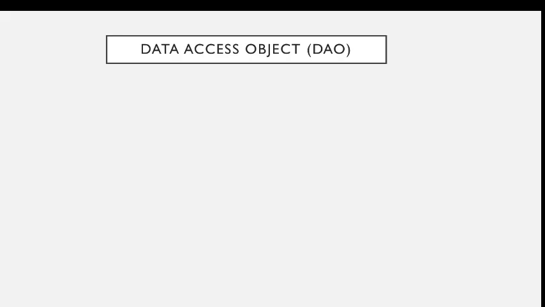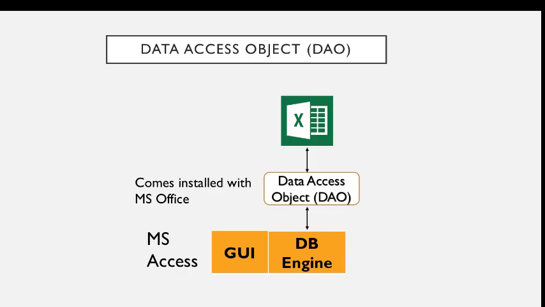To do this, we need to use a data access object. So what is this? Well, Microsoft Access comes with a graphical user interface, and it also has a database engine. The job of the database engine inside a database management system is to basically respond to requests. It will receive queries and execute them, and it will do things like number crunching and data selection.